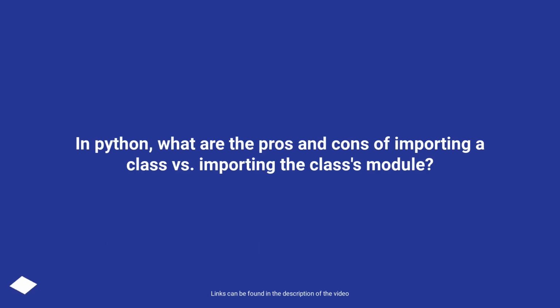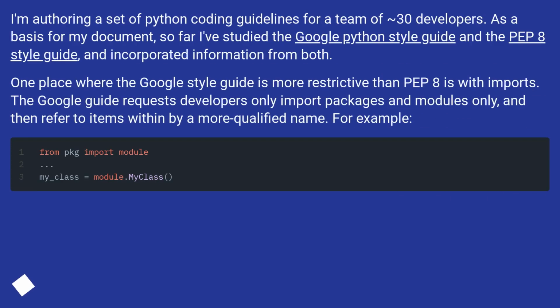In Python, what are the pros and cons of importing a class versus importing the class's module? I'm authoring a set of Python coding guidelines for a team of 30 developers. As a basis for my document, so far I've studied the Google Python Style Guide and the PEP8 Style Guide, and incorporated information from both. One place where the Google Style Guide is more restrictive than PEP8 is with imports.